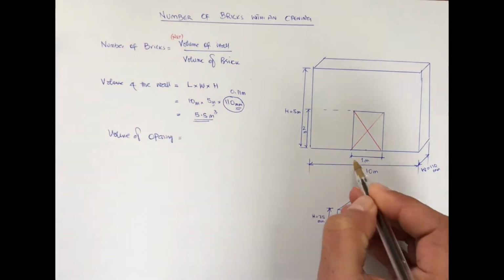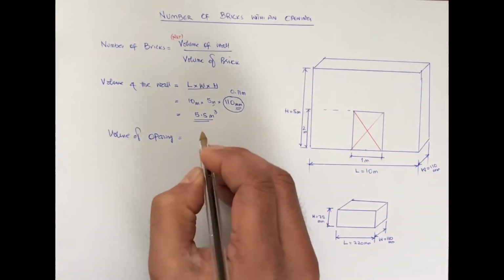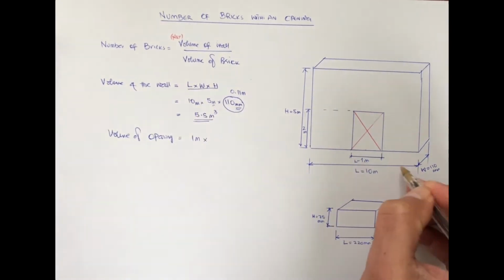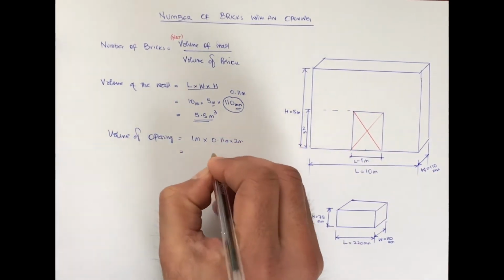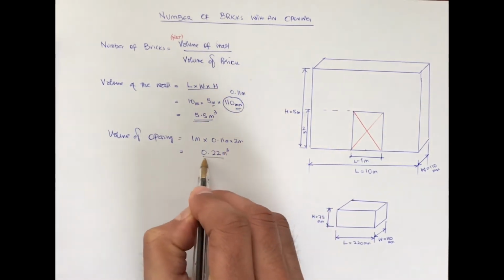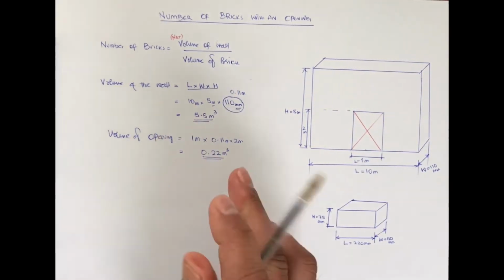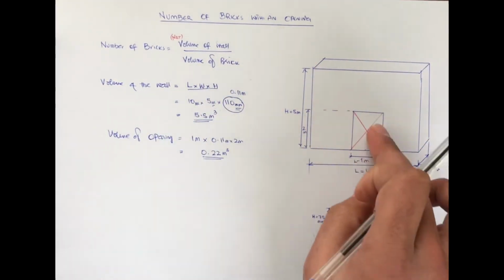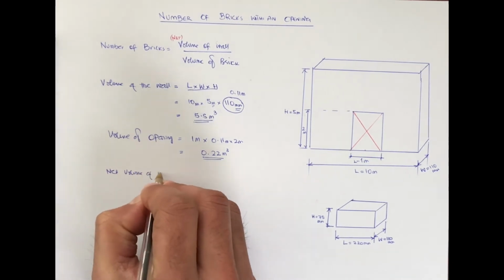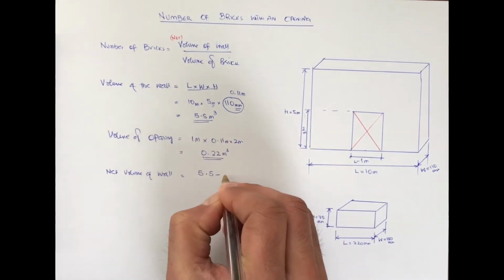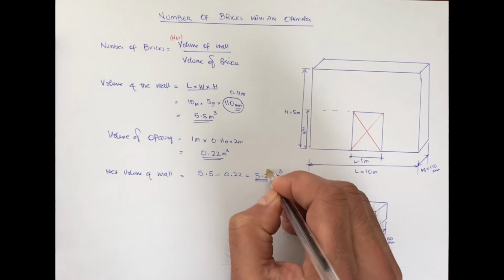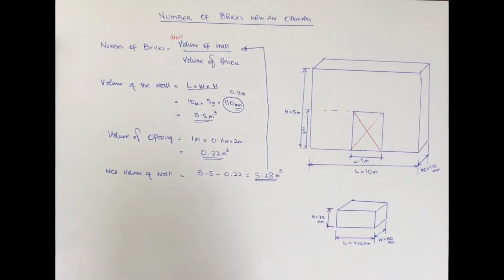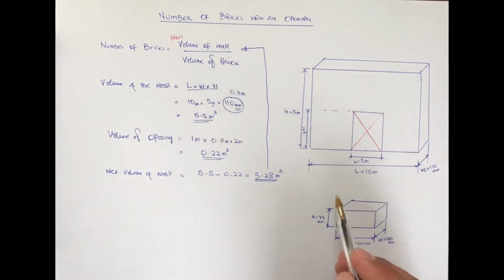Now I need to work out the volume of the opening using the same formula, length times width times height. That gives me 1 meter long times 0.11 meter wide times 2 meters height, which gives 0.22 cubic meters. Now I have the volume of the wall and the volume of the opening. To work out the net volume of the wall, I need to subtract the volume of the opening from the total volume of the wall, which gives 5.5 minus 0.22 equals 5.28 cubic meters. Now I have worked out the net volume of the wall, which I can fit into the formula for the number of bricks. But I still need the volume of the brick.